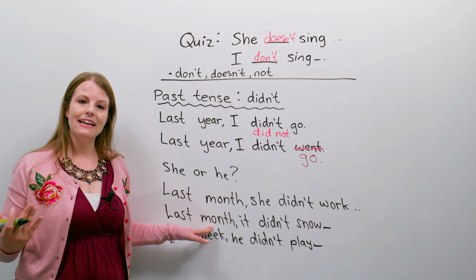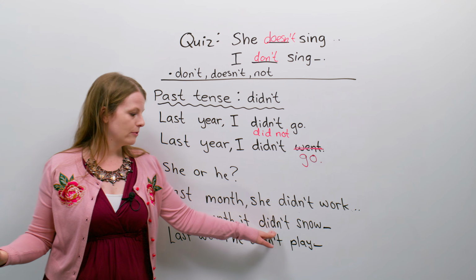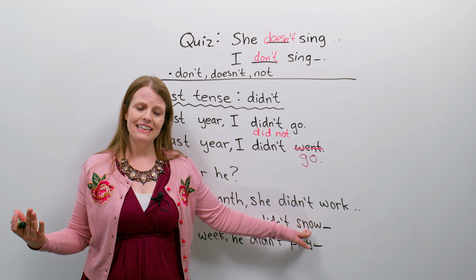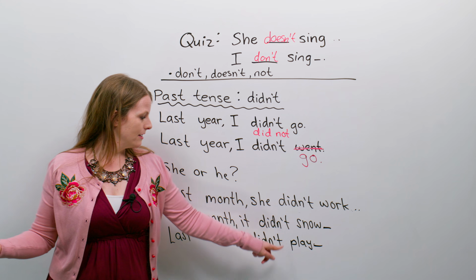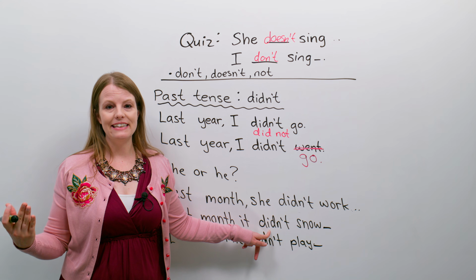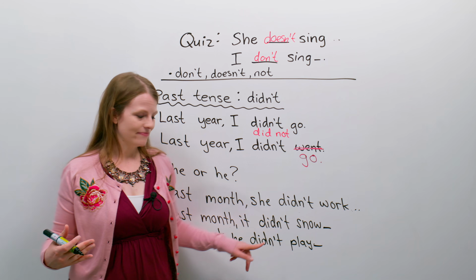Last month, it didn't snow. So we can use didn't or did not. Does snow need ed here? No. Why not? Because we are using didn't. We don't need ed and didn't. Didn't tells us it's the past tense.